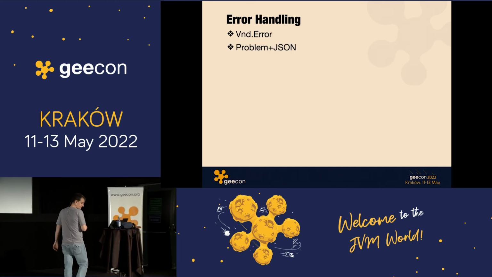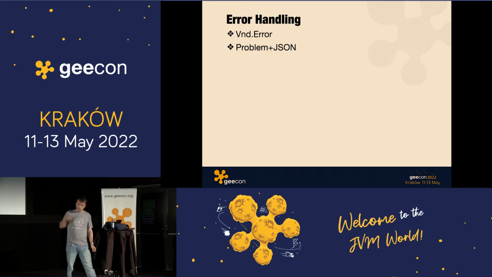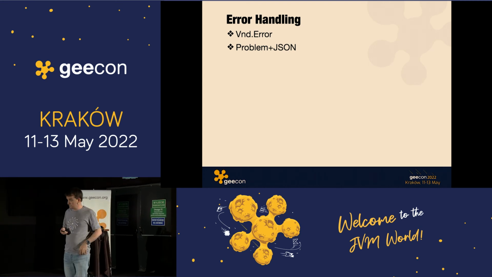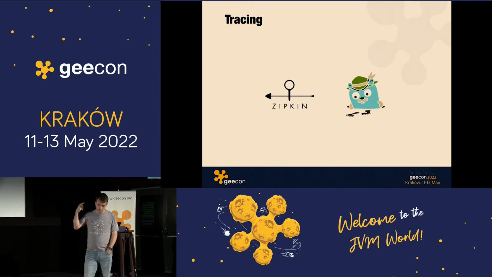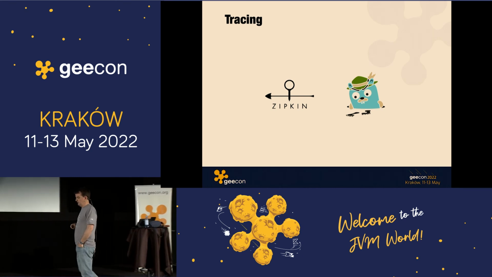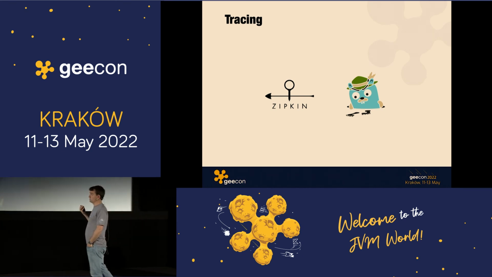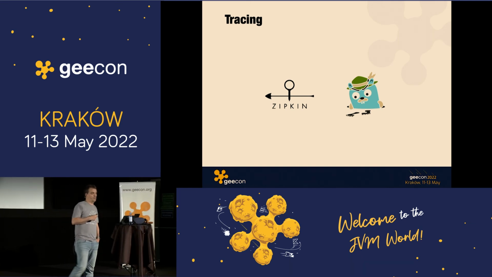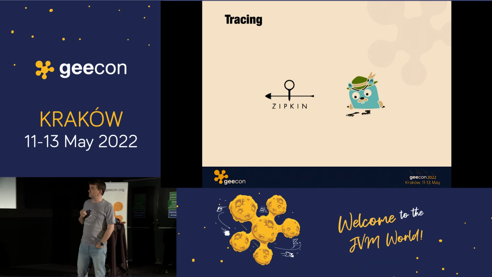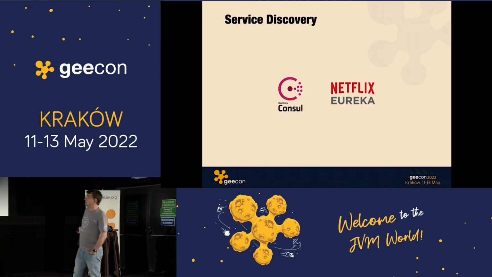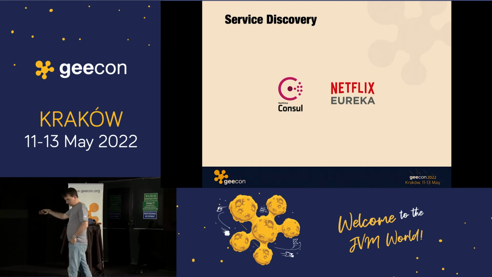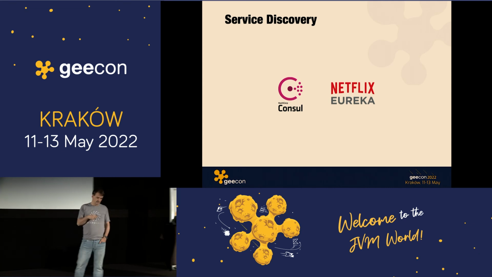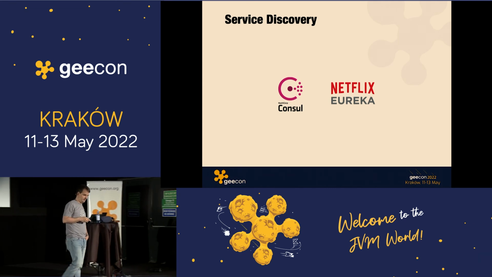My clicker is dying. I told you before that we use vnd.error for error handling, but you can use Problem JSON as well, or add your own. If you are using microservices, you probably want to use tracing. We have integration with Jaeger and Zipkin, and we are working on supporting OpenTracing. If you are working with microservices and you need service discovery, we have great integration with Consul, and in AWS we also have integration with Route 53.